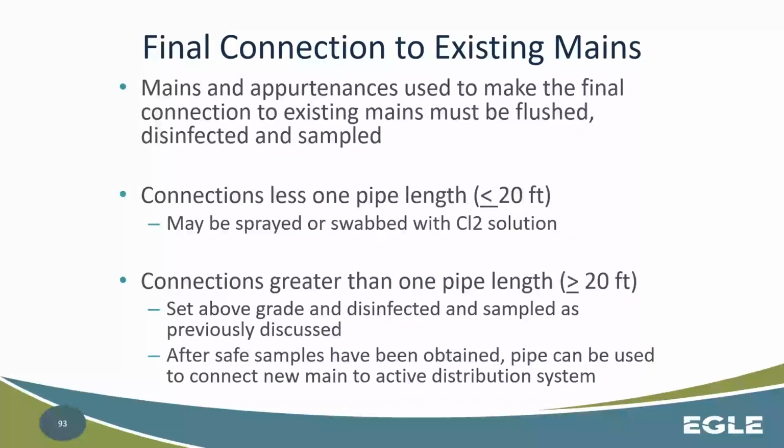Okay. And then final connections with the existing main. Main appurtenances used to make the final connection to existing mains must be flushed and disinfected and then sampled, right? So make sure of that, pretty much the same kind of concept. Connections less than 1 pipe length, so less than 20 feet roughly, may be sprayed and swabbed with a chlorine solution for disinfection purposes, right? And then for connections greater than that 1 pipe length, you should be setting them above grade, disinfecting, and sampling, kind of the same sort of way. Then after those samples come back, you can make that connection, make that installation.